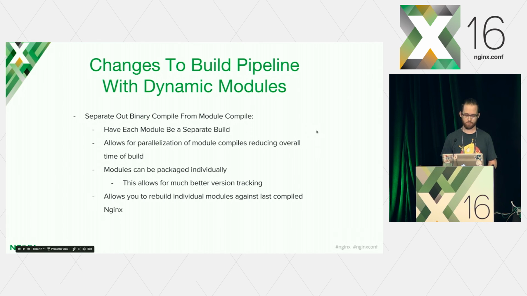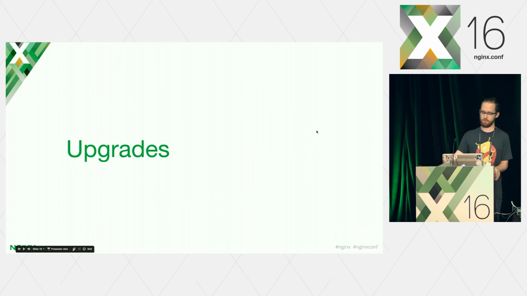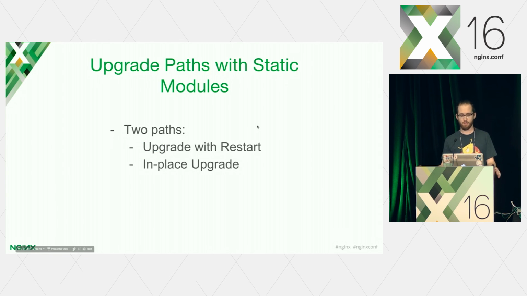Cool. So then upgrades. After we've reviewed all these builds, now we're going to talk about the deployment piece of the operation. So, upgrade paths with static modules. There are two different ways that you can really do an upgrade with NGINX: an upgrade with a restart, and an in-place upgrade.